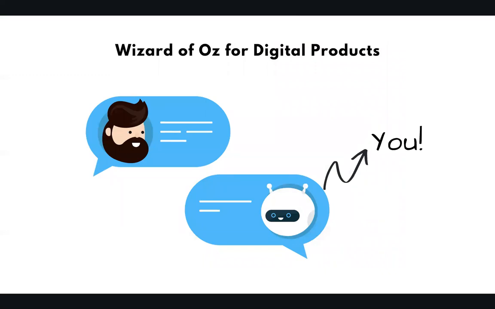A more modern example of this would be acting like the AI while testing a chatbot with users. So on one end, the user's typing, and on the other end, you're acting as the bot typing messages back to them.